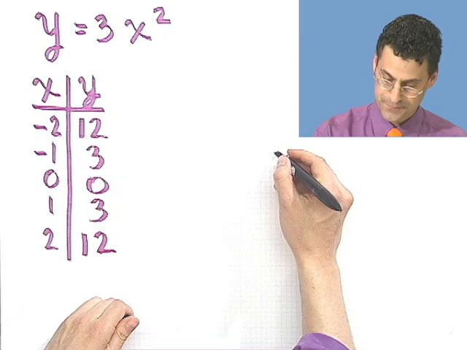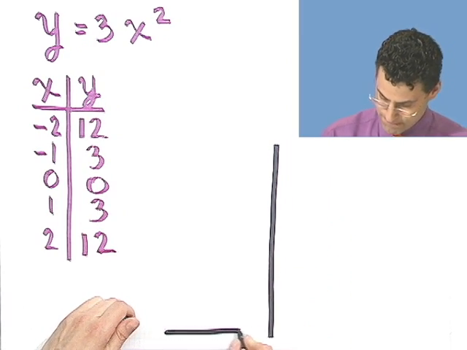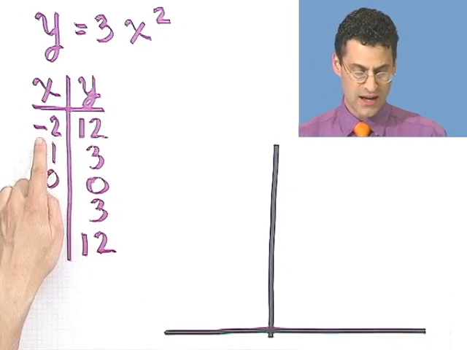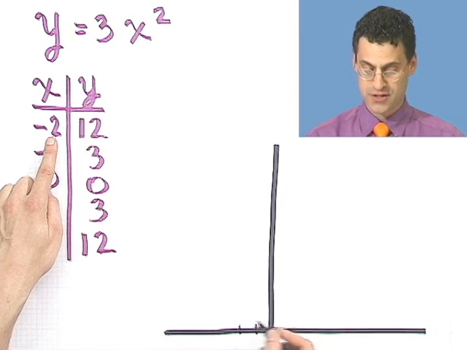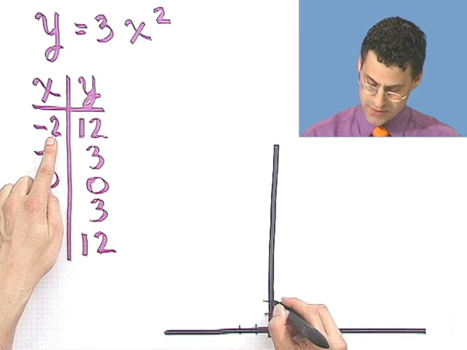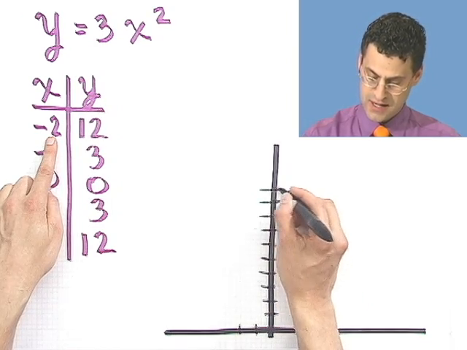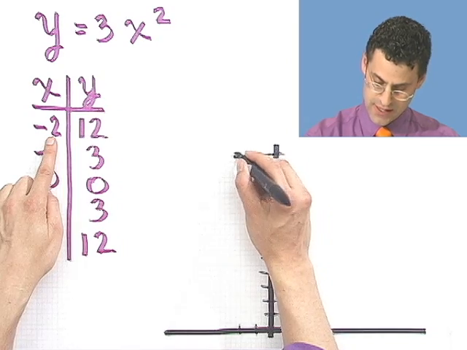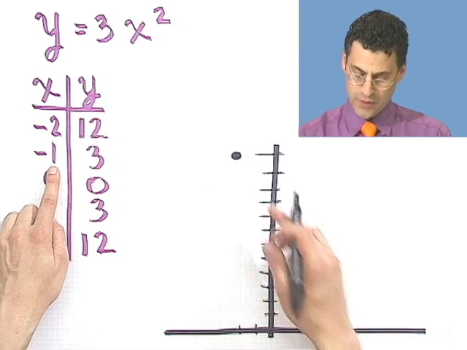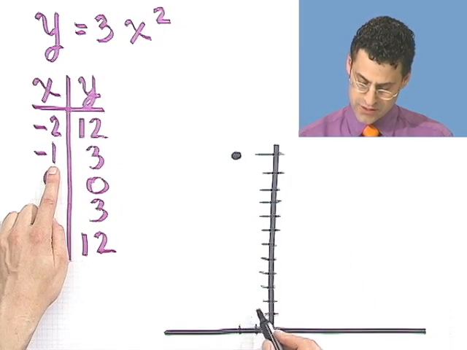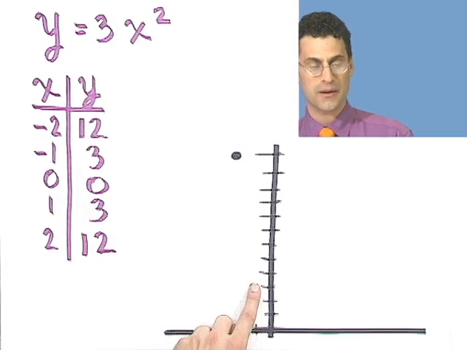So if we plot them, I have minus 2, so 1, 2 in the negative direction, 12, 1, 2, 3, 4, 5, 6, 7, 8, 9, 10, 11, 12. So this point right here is the point minus 2 comma 12, and then minus 1 comma 3, so minus 1 comma 3, 1, 2, 3. Look how steep that is. It really drops a lot, pretty dramatic.